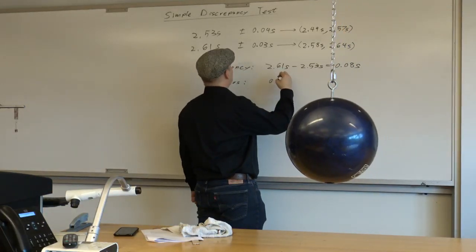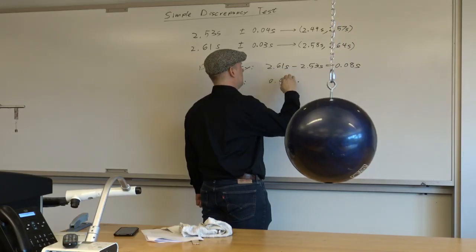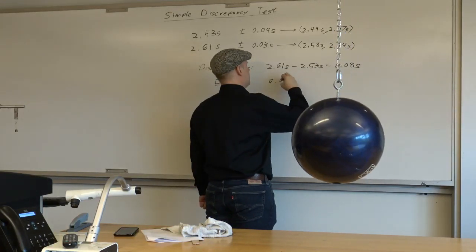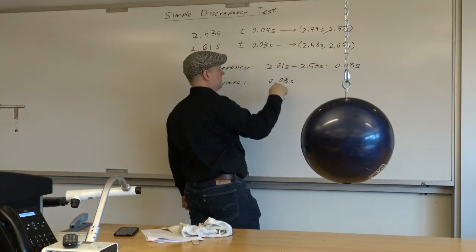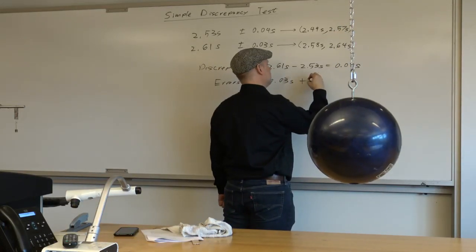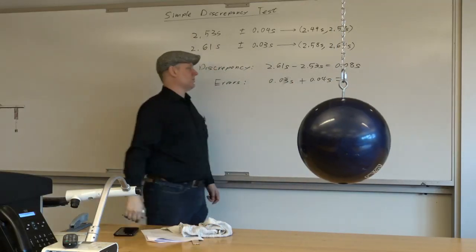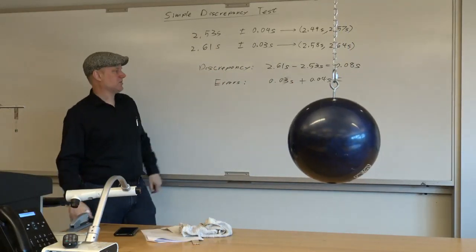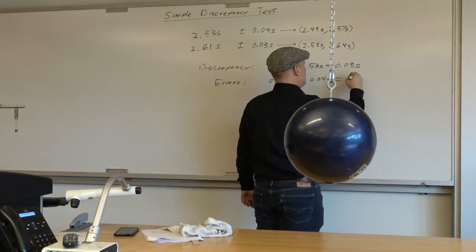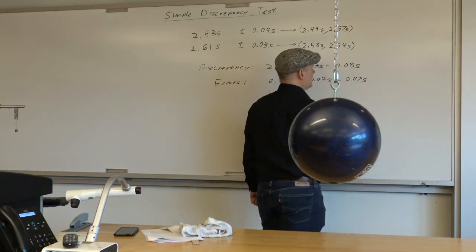So 0.03, oops, 3 seconds was associated. I'm trying to associate the two, I guess it doesn't really matter. But this is additive. 0.04 seconds added. So basically I'm adding up all of the errors that contributed there and seeing which one of these is larger, the discrepancy or the error.